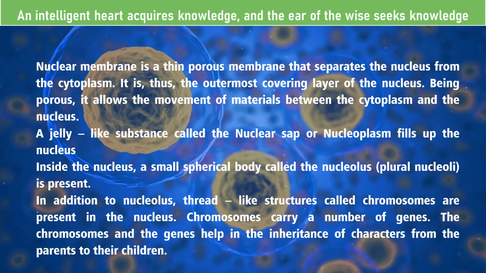In addition to the nucleus, there are thread-like structures called chromosomes present in the nucleus. Chromosomes carry a number of genes. Now, genes are basically your inheritance, the things which you carry from parents to children. So these chromosomes and these genes help in the inheritance of characters from parents to children.